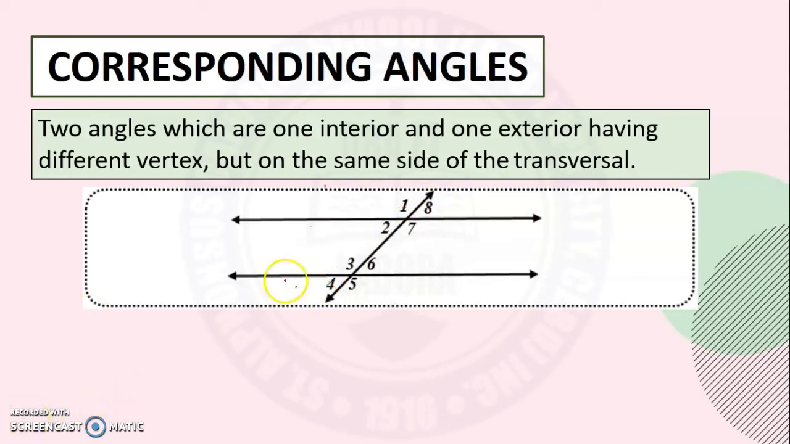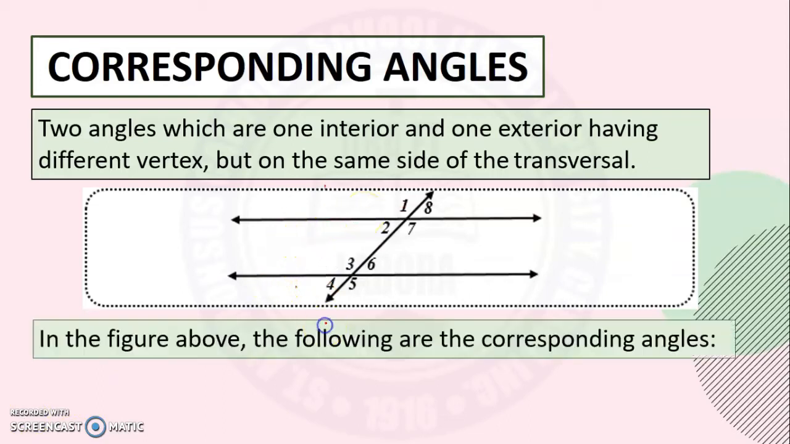Now let's identify the corresponding angles in this figure. The first pair of corresponding angles is angle 1 and angle 3. It's because one of these angles is interior, which is angle 3, and the other one is exterior, which is angle 1. And they don't have the same vertex, but they are on the same side of the transversal, which is the left side.